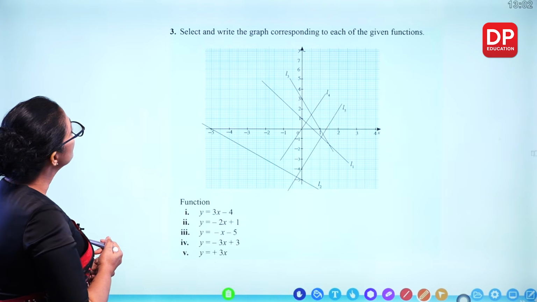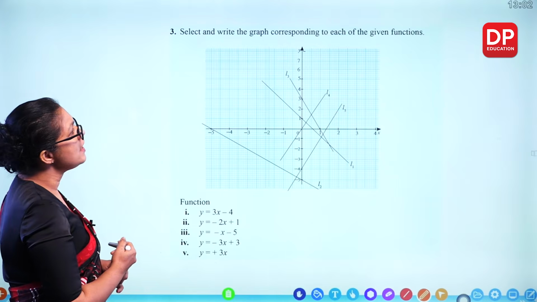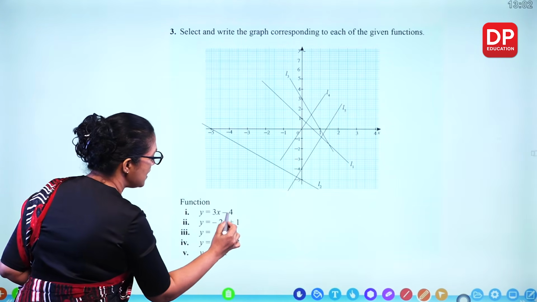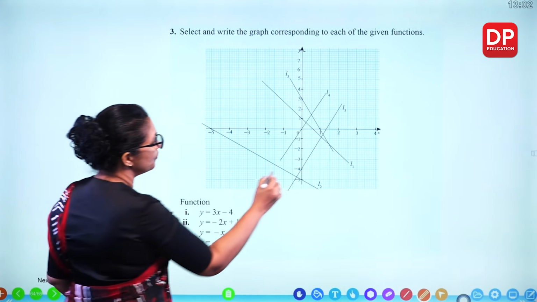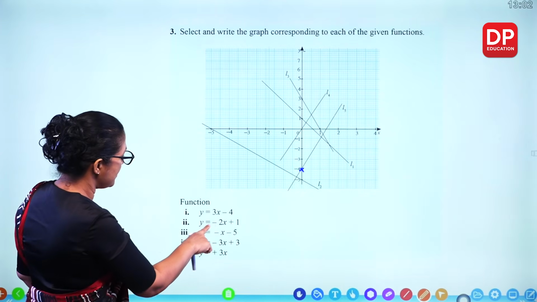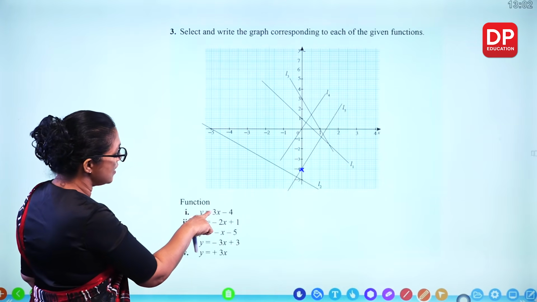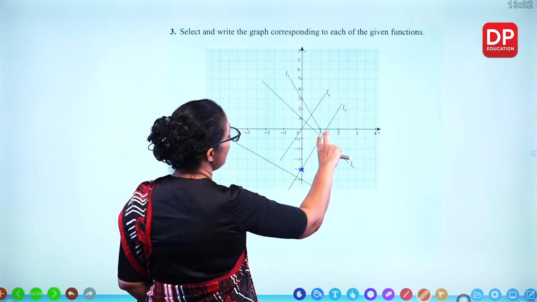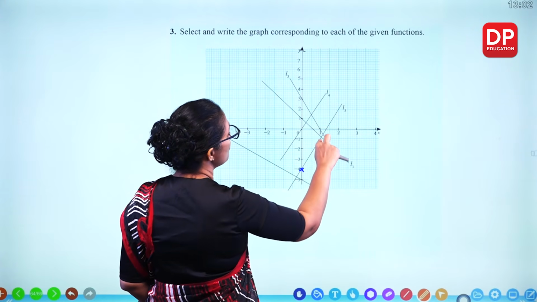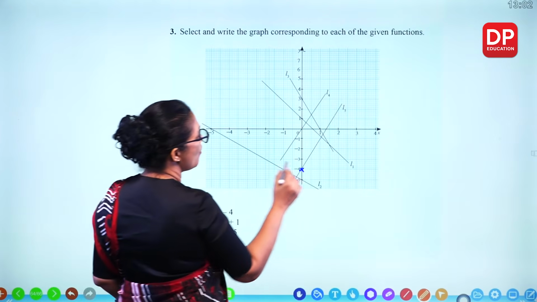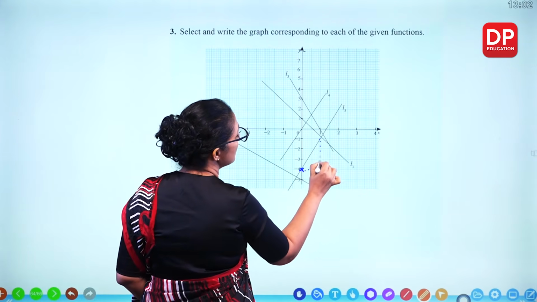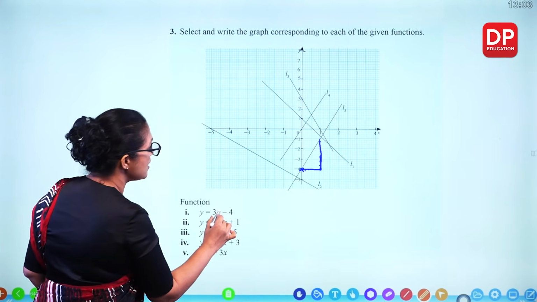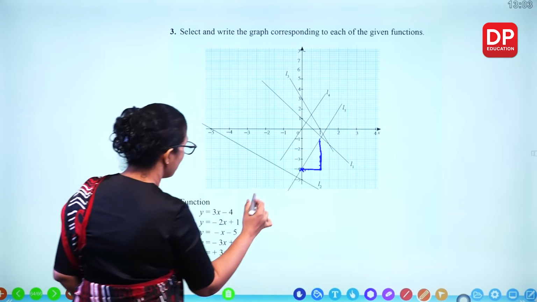Question number 3. Select and write the graph corresponding to each of the given functions. Y equals 3x minus 4. That means y-intercept is minus 4. This one. And here we'll check whether the gradient is 3. 1 square and 3 squares here. 1, 2, 3. 3 squares there. So the slope is okay. So when you take this one, slope is okay. The gradient is 3. So this is L5.